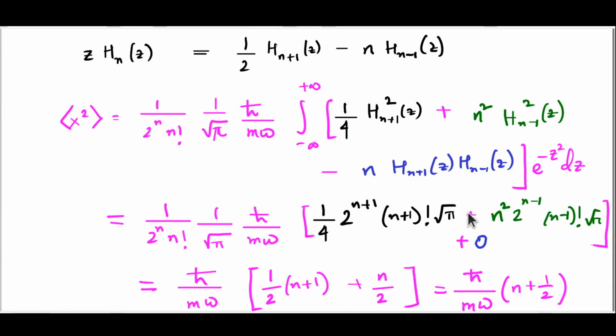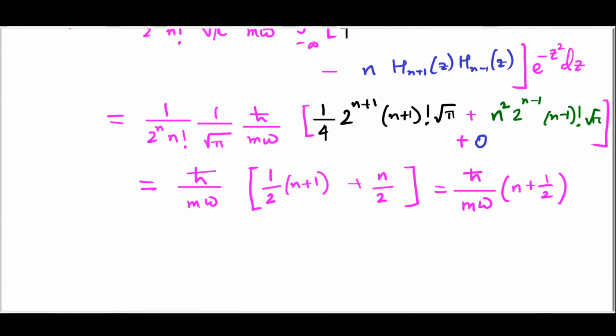After this, all you have to do is cancel off appropriate factors of 2 to the n and n factorial. This will give you just 1/2 and 1/4, so that's a half n plus 1. That's nothing but n plus 1 factorial by n factorial. Similarly, here n times n minus 1 factorial is already given by n factorial. That's an extra n, and dividing the 2 to the n minus 1 by 2 to the n will give you a 1/2. So combining everything together, you are going to get h cross by m omega times n plus half as the expectation value of x squared.